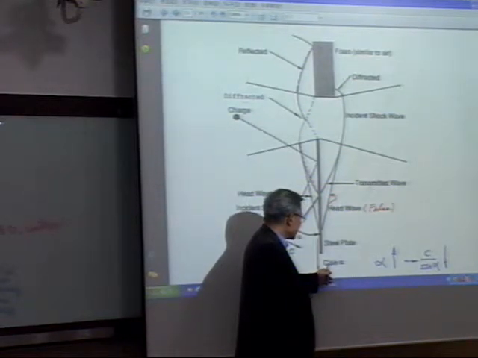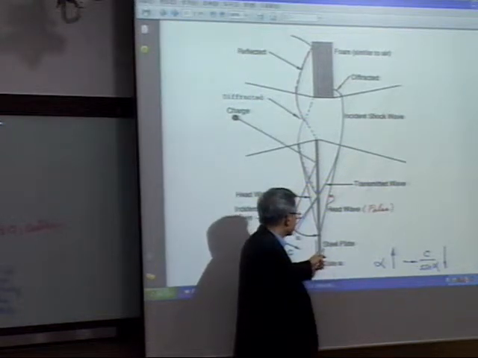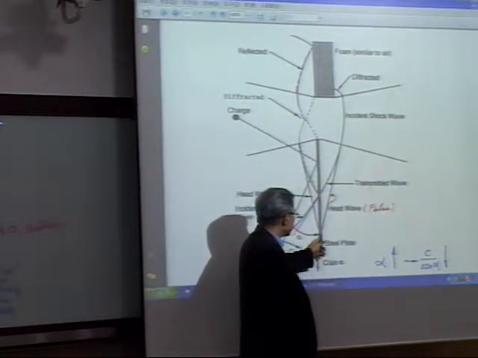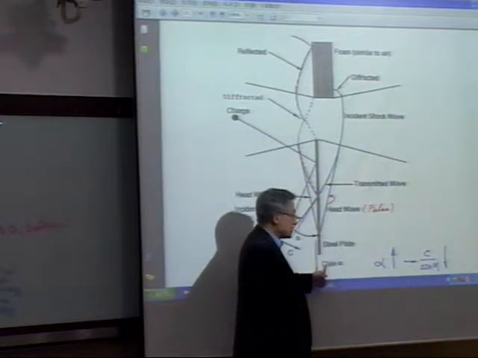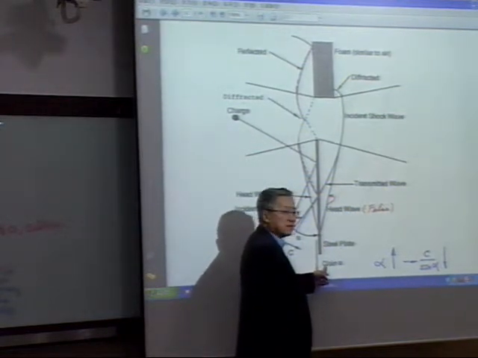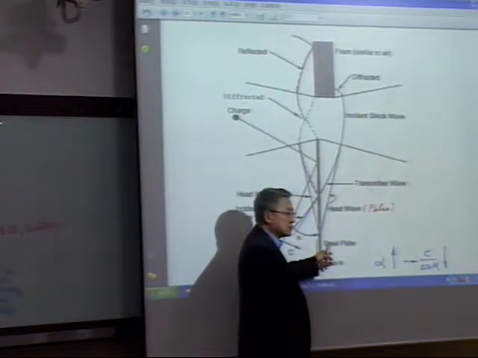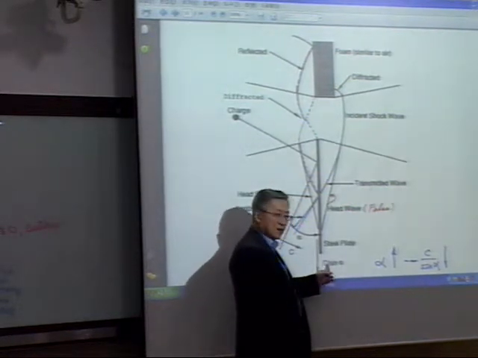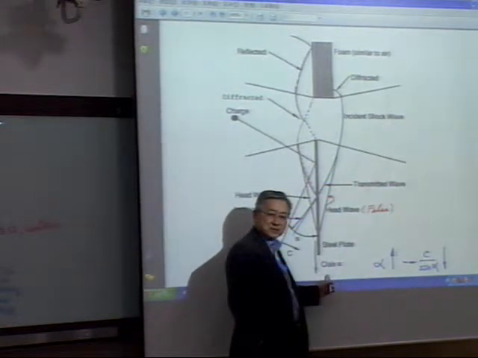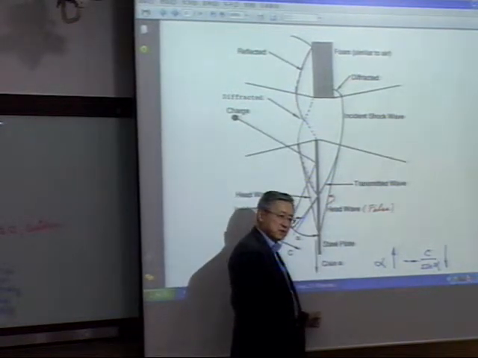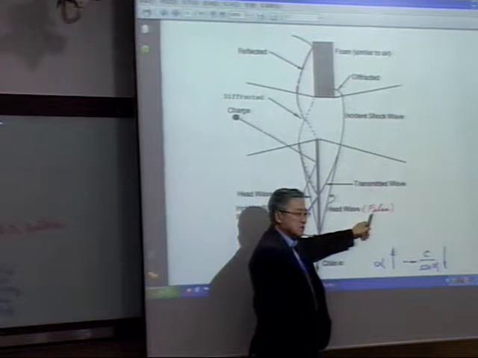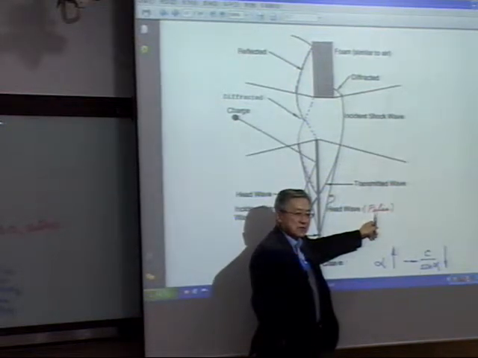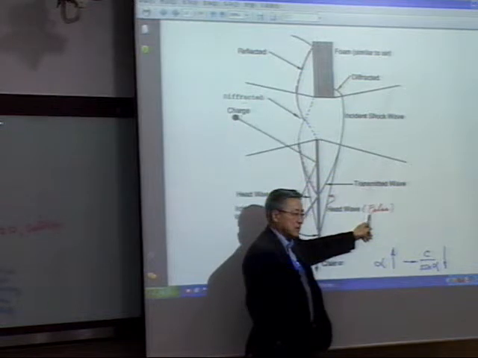And as this is decreasing, then what happened? In the steel plate, the speed is so high, something like 8,000 meters per second, so the water wave is getting behind as alpha increases. Then the steel plate says, oh, you are slowed down, I'm going to pass you. It just passes. Then it generates the so-called head wave, or false wave.